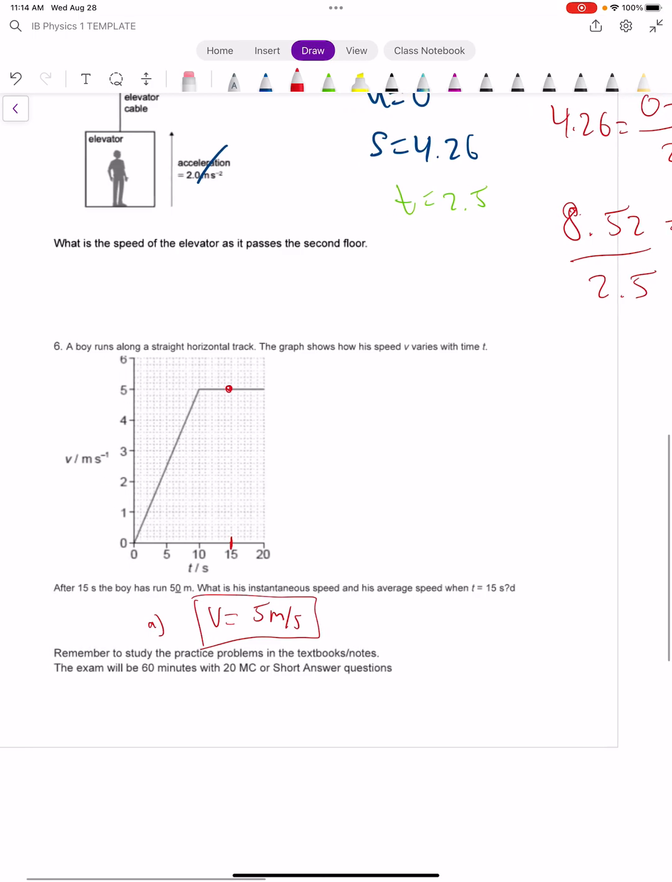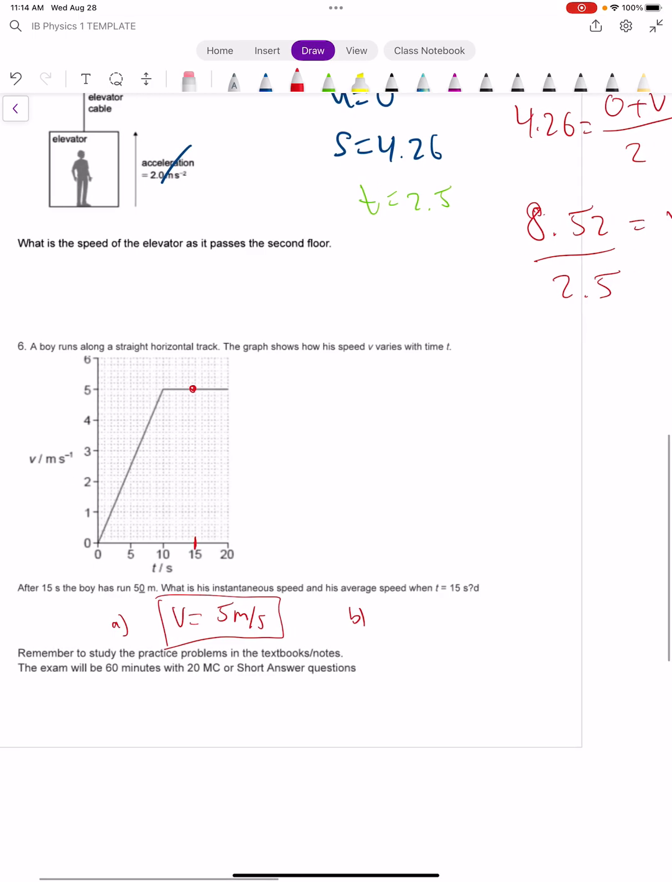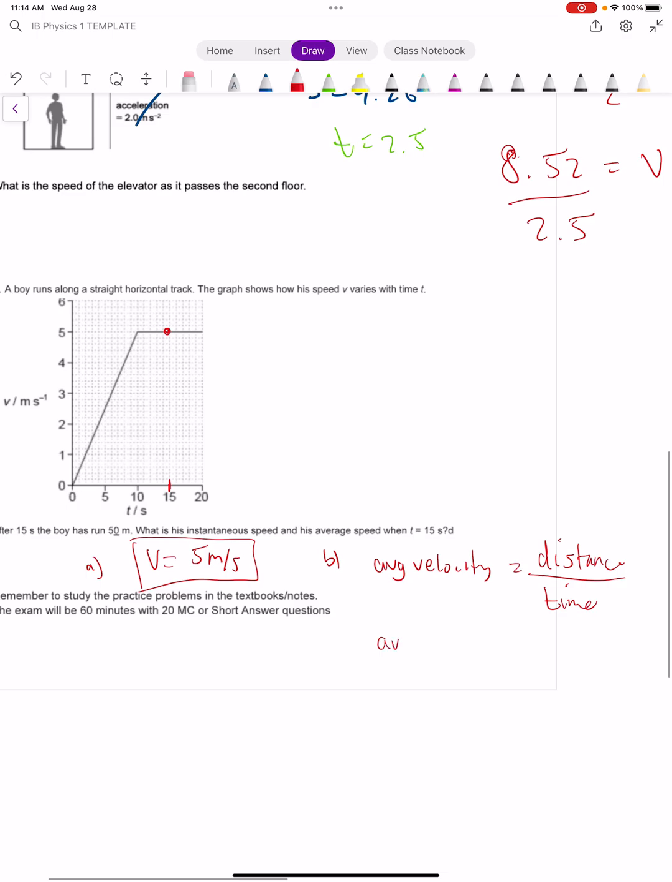Part B says, what's the average velocity? Well, average velocity is equal to the total distance over the total time. So the average velocity equals the 50 meters over the 15 seconds, which is equal to, I believe, 3.3 repeating. So 3.3 meters per second is the average velocity.